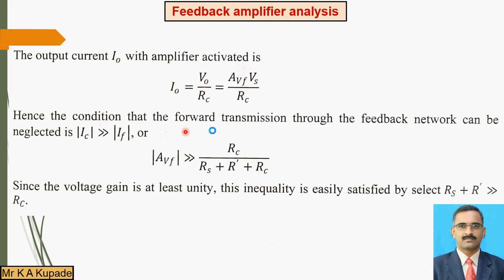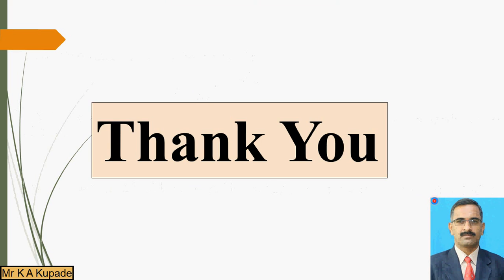Here is the condition that the forward transmission through the feedback network can be neglected. So mod of IC is far greater than mod of IF, or mod of AVF is far greater than RC upon RS plus R dash. Since the voltage gain is at least unity, this inequality is easily satisfied by selecting RS plus R dash greater than RS. So these are some of the analyses done by considering the current shunt amplifier and voltage shunt amplifier, and from that we have calculated the relations of the resistance as well as the gain of that circuit for the voltage as well as the current relation.